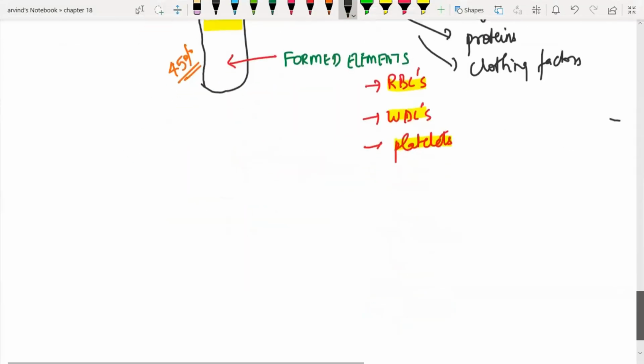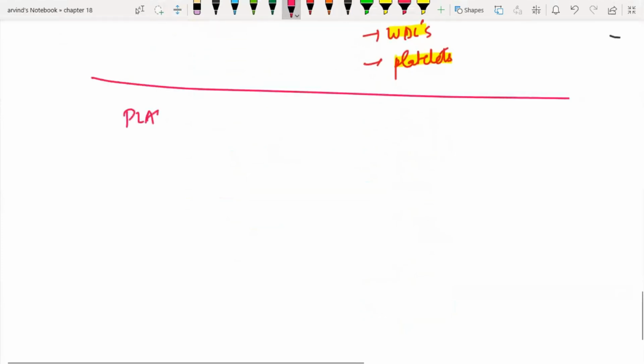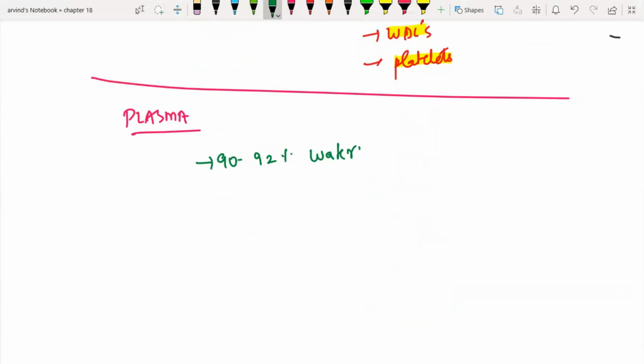When it comes to plasma, you should know that 90 to 92% is water. So predominantly it is made up of water, and the remaining about 6 to 7% is made up of proteins. Other substances are negligible in numbers, so we are not going to take that into consideration. So two main components, if you ask me, I will just tell you are water and proteins.